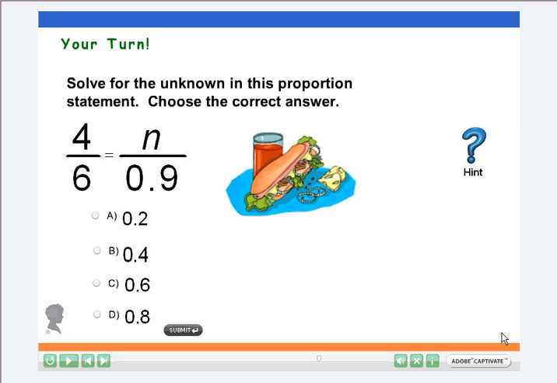Solve for the unknown in this proportion statement. Choose the correct answer.